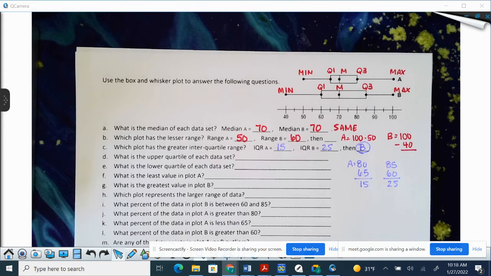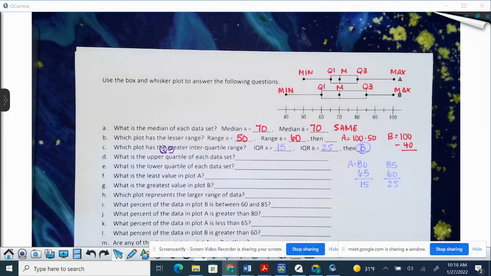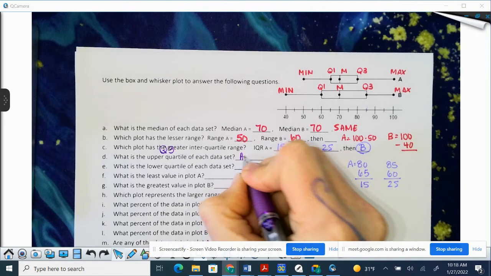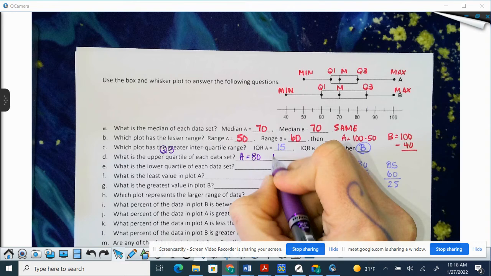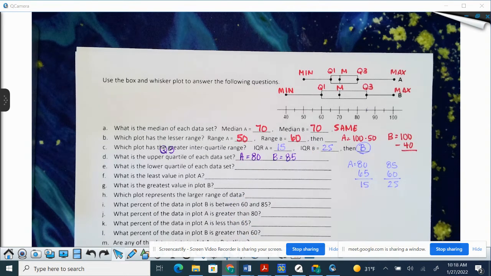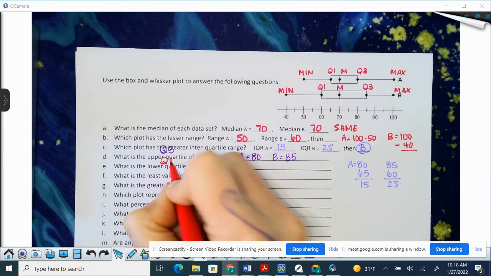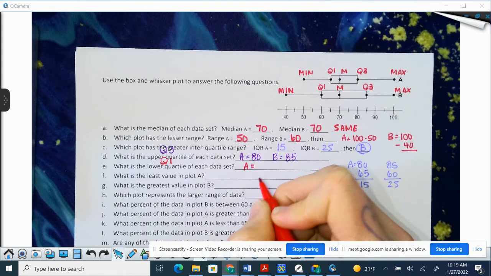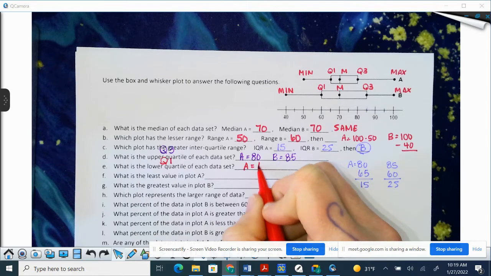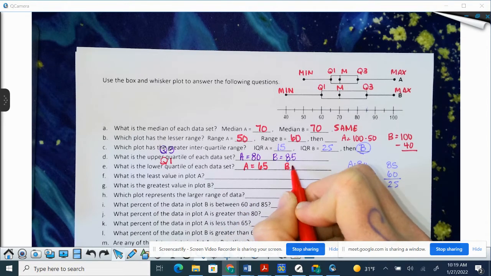What is the upper quartile? So upper quartile is that Q3 that we were talking about. For data set A, Q3 is going to be 80. For data set B, it is 85. What is the lower quartile? That's going to be your Q1, and that's the left end of your box. A is going to be 65, and B is going to be 60.